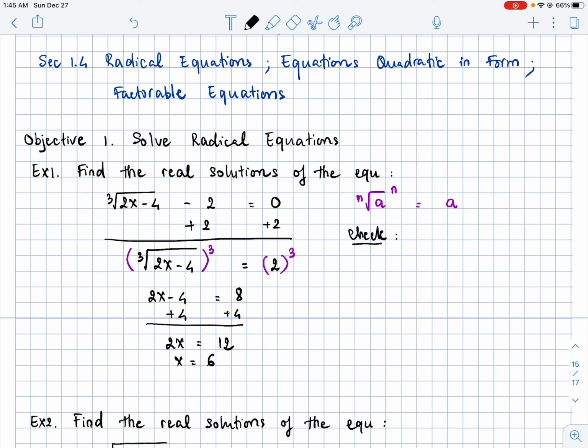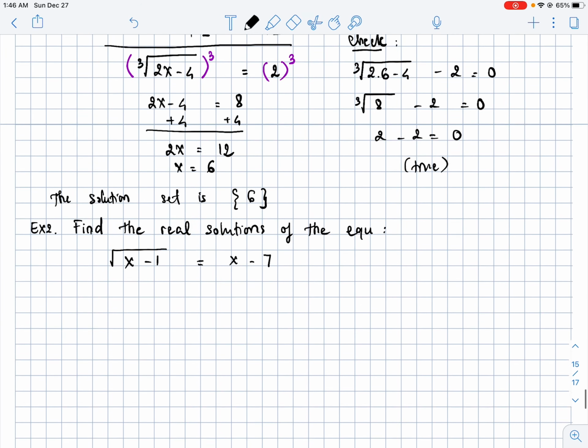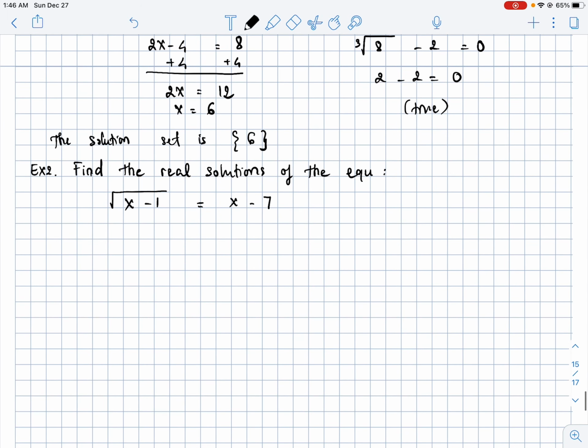We will check the answer by plugging it back into the original equation. We have the cube root of 2 times 6 minus 4, minus 2, equal to 0. 2 times 6 is 12, and 12 minus 4 is 8. The cube root of 8 is 2, so 2 minus 2 gives us 0. So we got a true statement. The conclusion is that the solution set is 6, because when we plug 6 back into the original equation, we get a true statement.